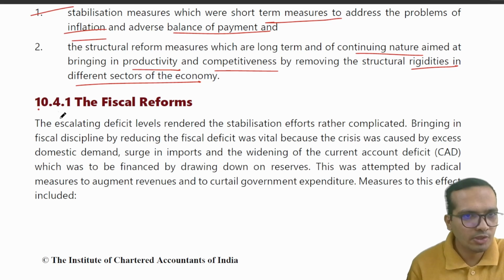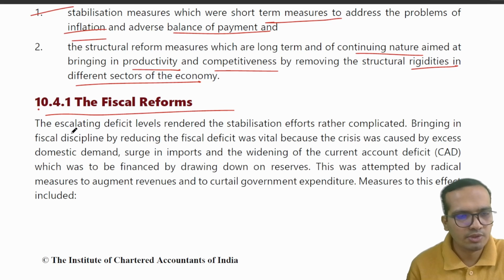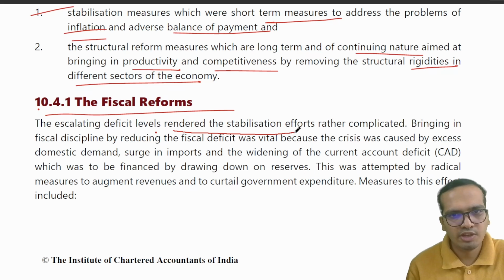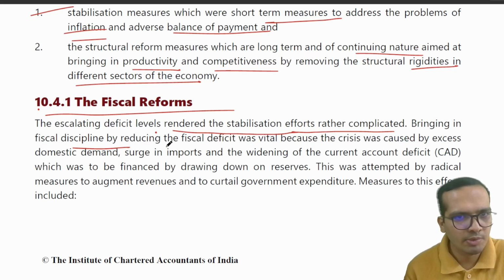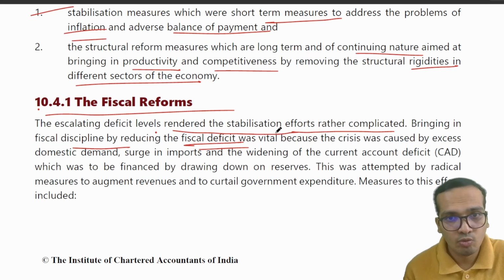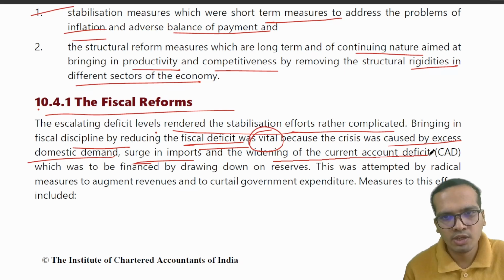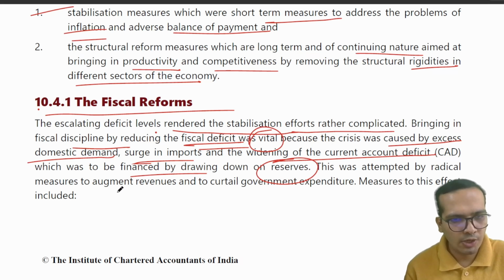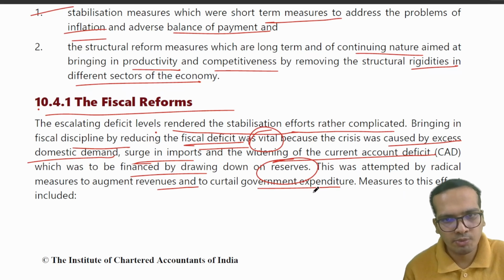Then we have 10.4.1, the fiscal reforms. The escalating deficit levels rendered the stabilization efforts rather complicated. Bringing in fiscal discipline by reducing the fiscal deficit was vital because the crisis was caused by excessive domestic demand, surge in imports, and widening of the current account deficit (CAD), which was to be financed by drawing down on reserves. This was attempted by radical measures to augment revenues and curtail government expenditure.